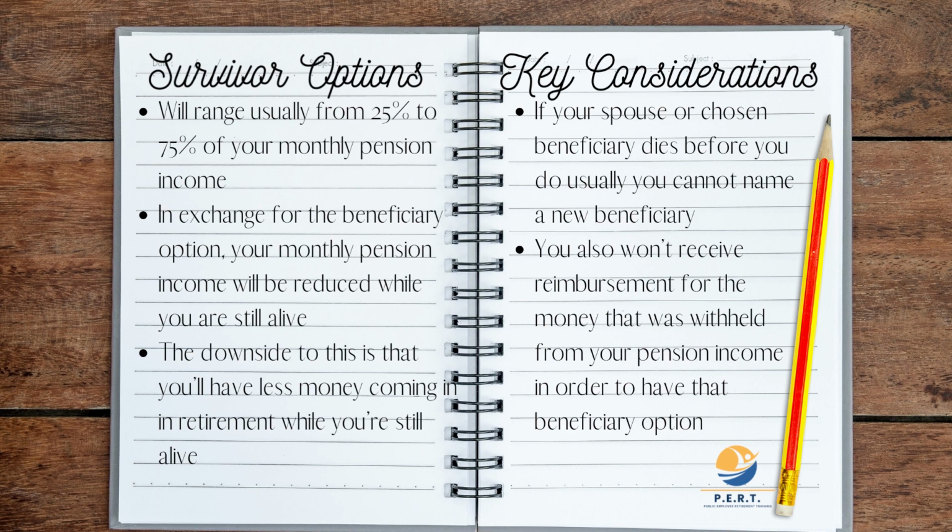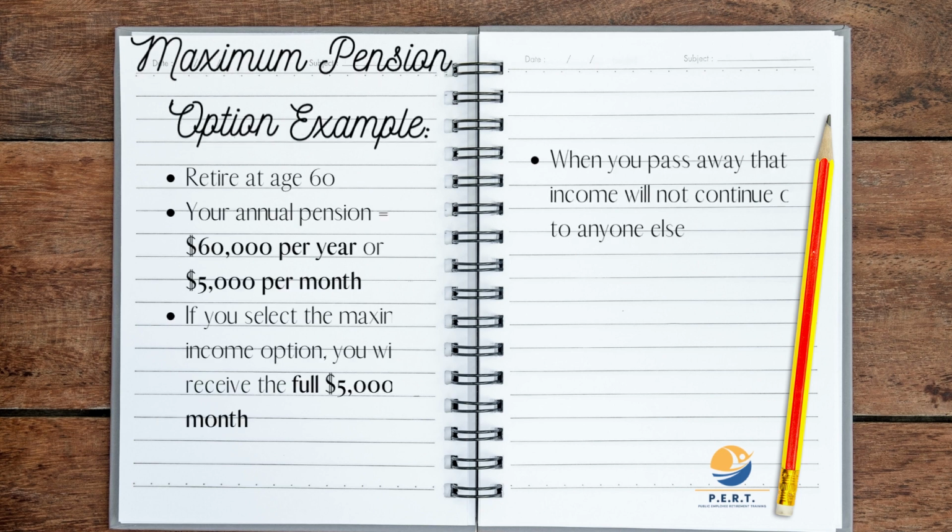Some key considerations to make for beneficiary options are, what if your spouse or your chosen beneficiary dies before you? Usually you cannot name a new beneficiary, and you also won't receive reimbursement for the money that was withheld from your pension income in order for that beneficiary option. Let's look at some example scenarios to put this into context.